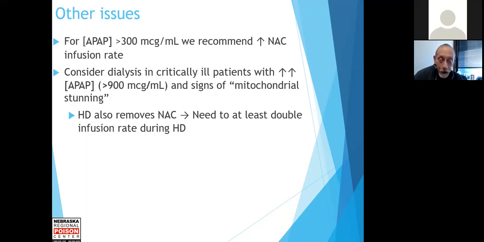If they have a really high acetaminophen concentration with severe acidosis and high lactate, the so-called mitochondrial stunning, they may even benefit from hemodialysis because acetaminophen can be removed by dialysis. Of course, it'll remove the acetylcysteine too. So if they're getting that, that should be given at double the normal infusion rate.